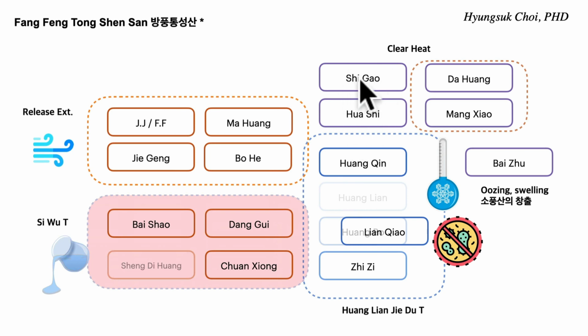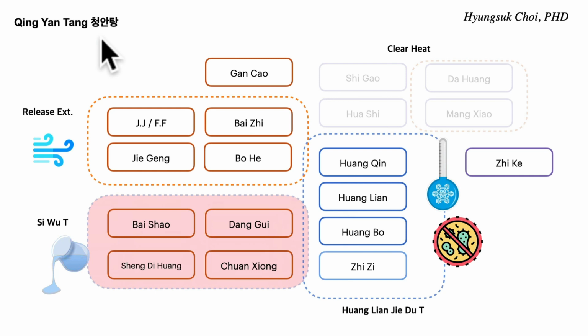So it may be a little bit of a stretch. We can think this is a Bai Hu Tang with Shi Gao, and Da Huang, Mang Shao and Cheng Qi Tang. So both parts, Shi Gao and Da Huang Mang Shao, treat Yangming heat, Yangming organ heat and Yangming channel heat. So clearing Yangming heat is a major part in Fang Feng Tong Shen San, and Bai Zhu removes dampness induced by inflammation.